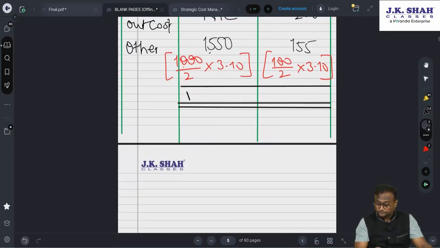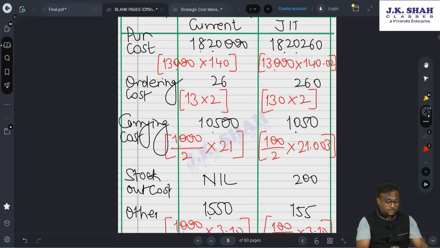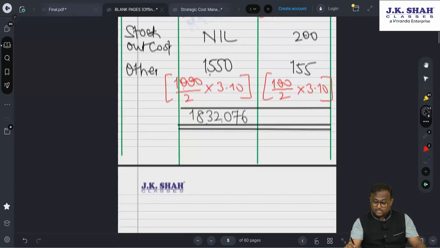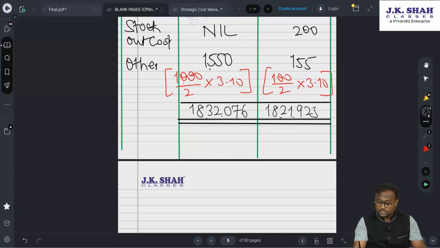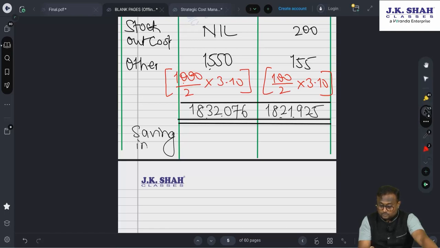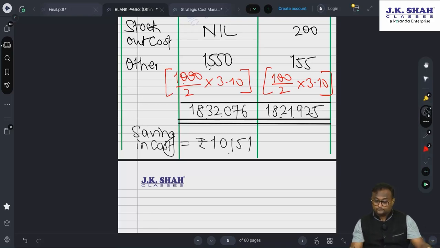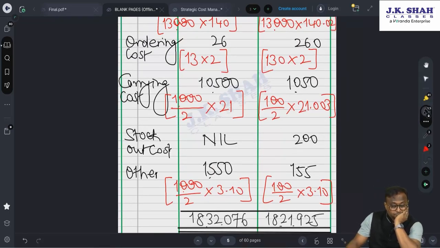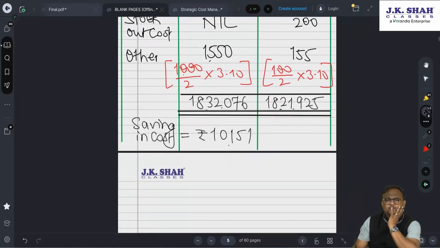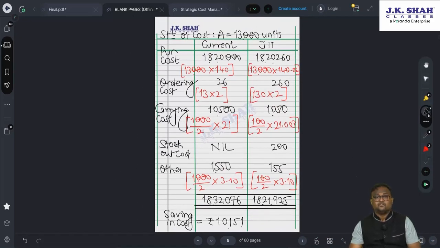18,32,076. And here, 18,20,260 plus 260 plus 1050 plus 200 plus 155, 18,21,925. Okay, so there is a saving in cost of rupees 10,151. So conclusion, you can write the conclusion now. JIT system must be implemented. Simple. Just see the solution here. And I hope you understood the logic behind everything.